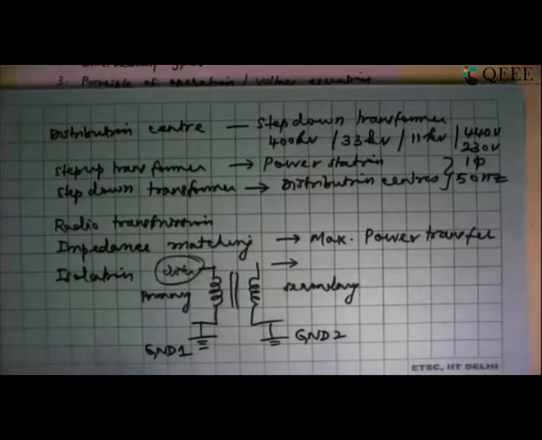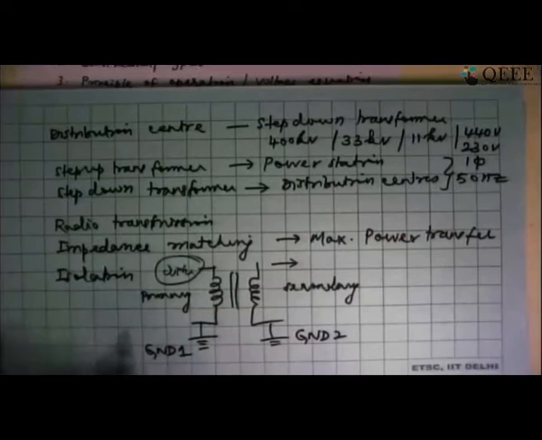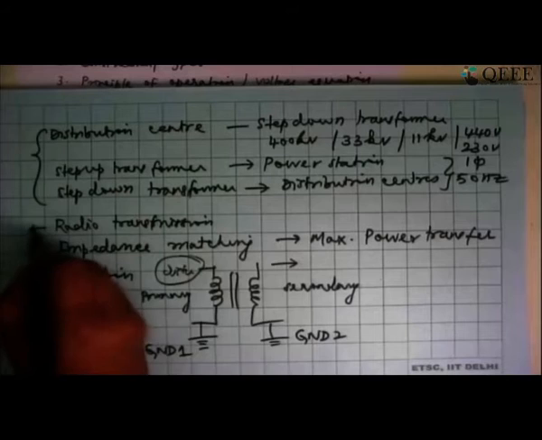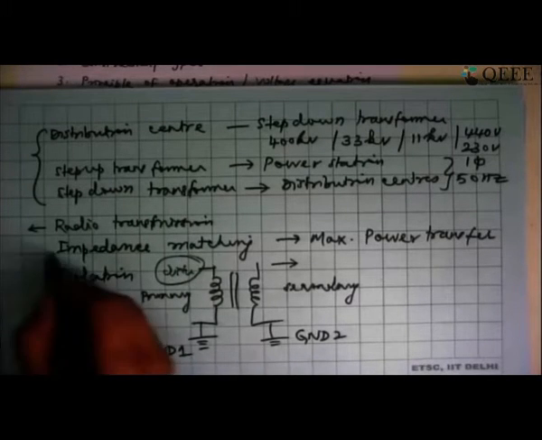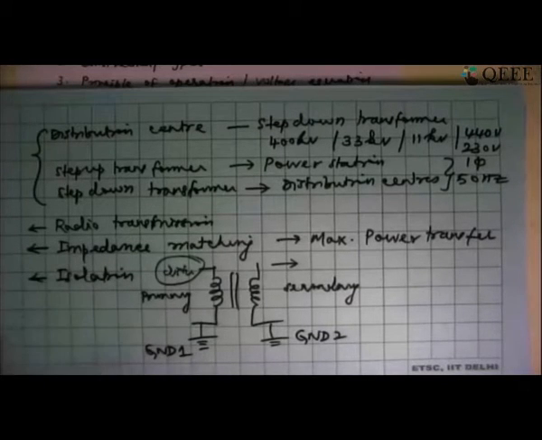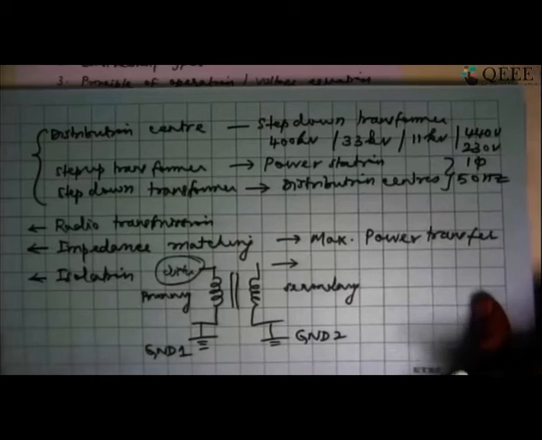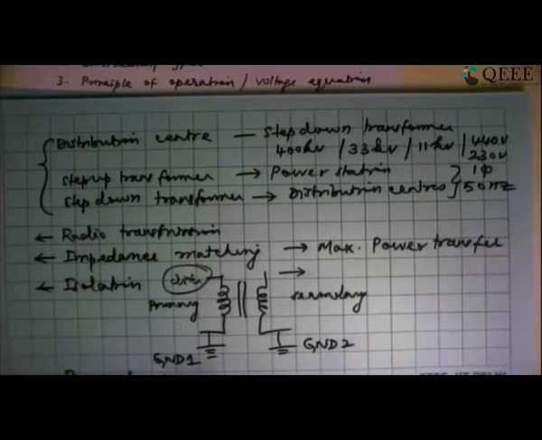So in all, I can say the transformer essentially has mainly four applications. One is for power transmission and distribution. The other one is for radio transmission, where I may have to tune the system to a particular frequency, impedance matching, and isolation. These are various applications of a transformer. But we are going to mainly concentrate on power transformers in this particular session.